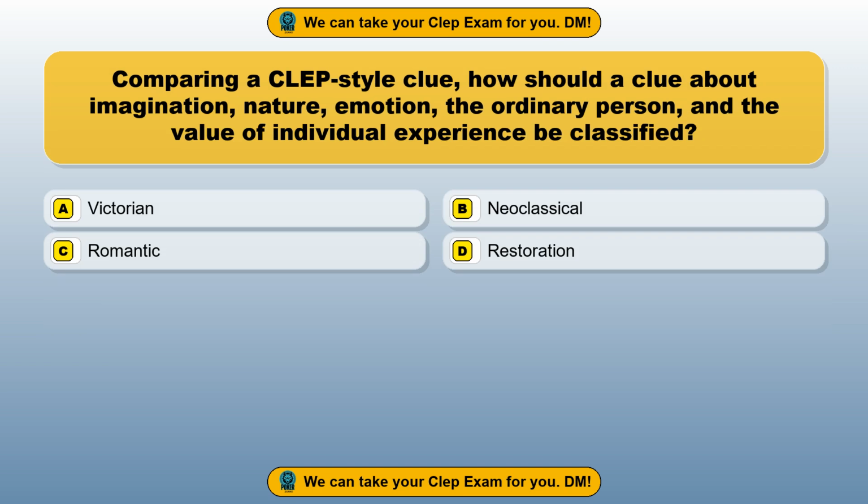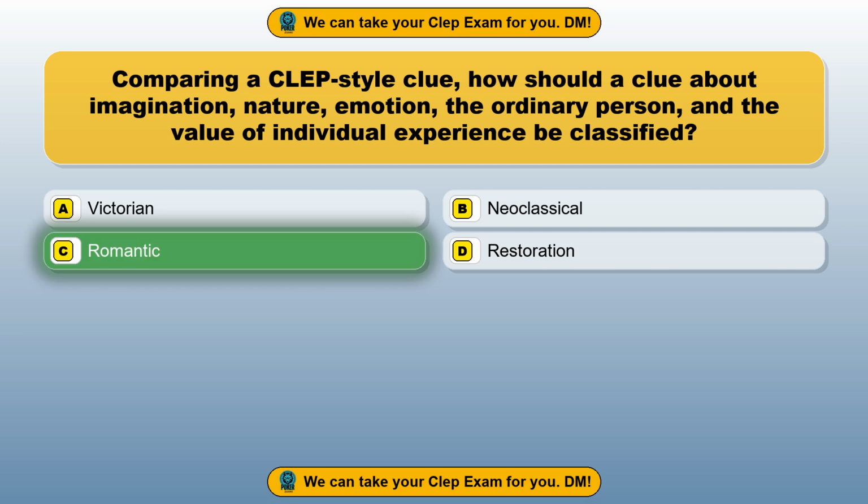Question 75. Comparing a CLEP-style clue, how should a clue about imagination, nature, emotion, the ordinary person, and the value of individual experience be classified? Option A, Victorian. Option B, Neoclassical. Option C, Romantic. Option D, Restoration. The correct answer is option C.